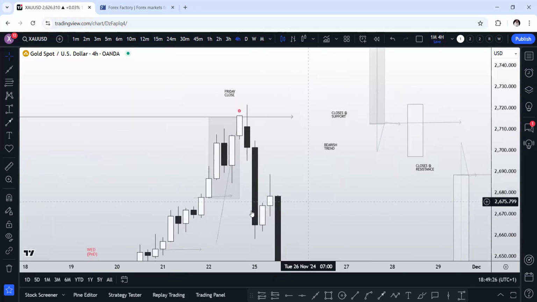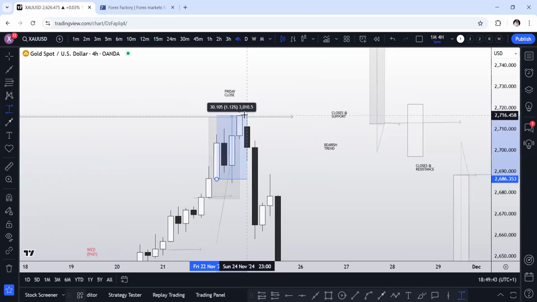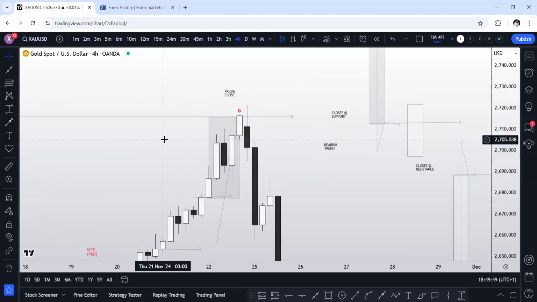Let me expand it. It closed as bullish, and what happened? Price moves higher to close above it as a gap. Then the rest becomes what? It becomes a bullish trend. You can imagine the number of pips you have captured on that, almost 301 pips up to the close of Friday. Then after the close of Friday, after the pumping, we have a dump.